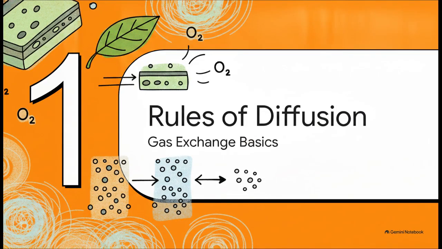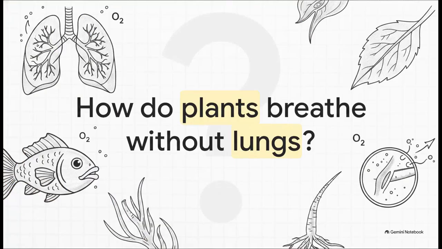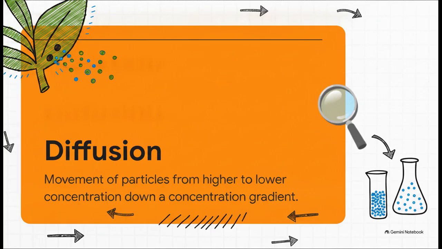Part 1. The rules of diffusion. So how exactly do plants breathe without lungs? It's a pretty brilliant engineering problem when you think about it. Without active ventilation systems like our human respiratory organs or fish gills, how do these complex, stationary plants manage to continuously swap out vital gases? Well, the answer lies in diffusion. It's a completely passive yet incredibly powerful biological force.